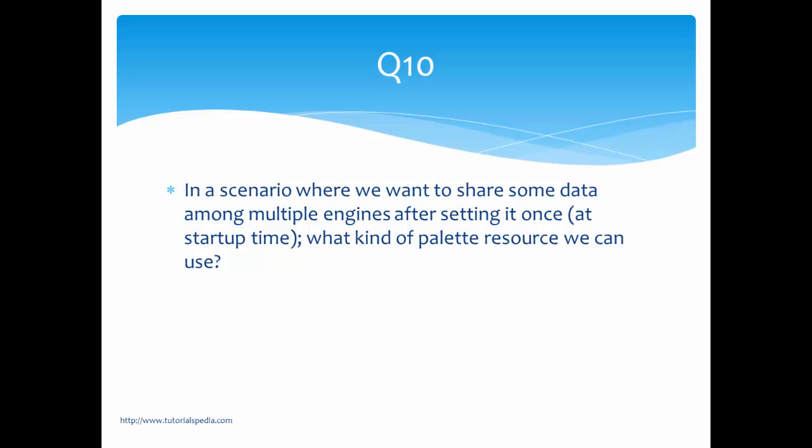Okay, so the next question, which is question number 10, is: in a scenario where we want to share some data among multiple engines after setting it once, for example at startup time, what kind of palette resource can we use? The answer is that we have a shared variable, a shared resource palette activity, which can be used to share the data among multiple engines. If you want to share it among multiple engines, we have a multi-engine checkbox that we will have to set, and only then can we share it among multiple engines.